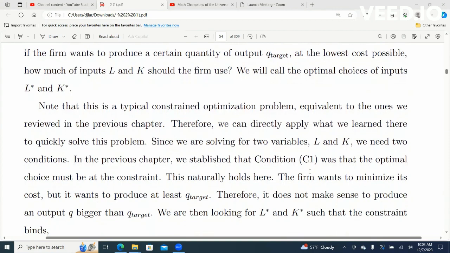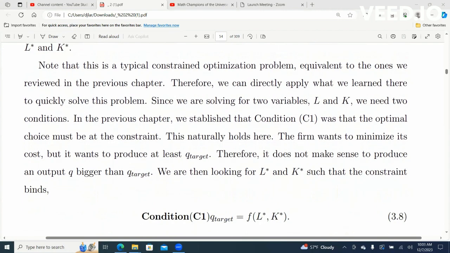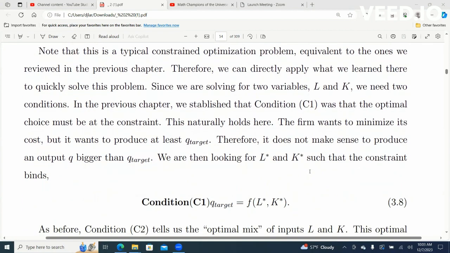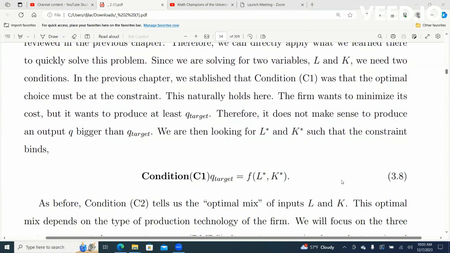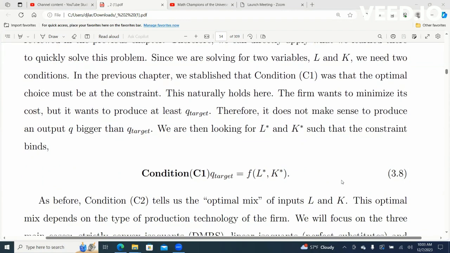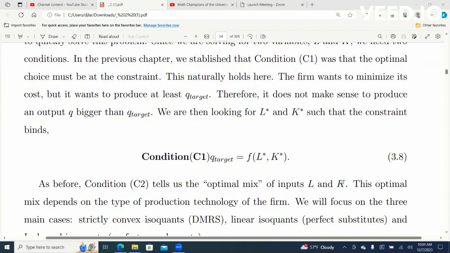We will call the optimal choices of inputs, L star and K star, the optimal L and K. Note that this is a typical constrained optimization problem, equivalent to the ones we reviewed in the previous chapter. Therefore, we can directly apply what we learned there to quickly solve this problem. Since we are solving for two variables, L and K, we need two conditions. In the previous chapter, we established that condition one was that the optimal choice must be on the constraint.